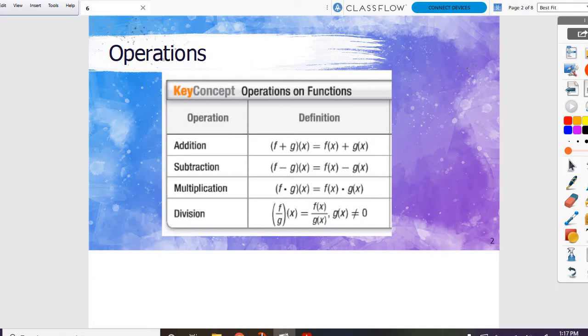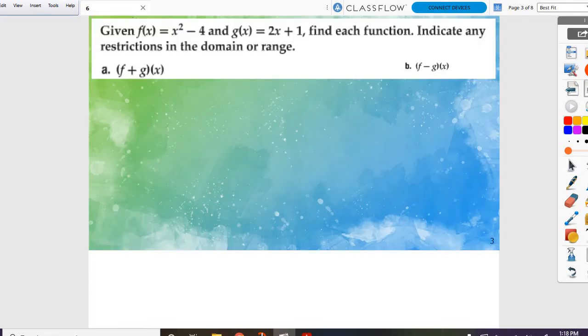And what's nice is that whenever we're adding two functions, if we know what those two functions are, then we can just add them separately. Same thing for subtraction, multiplication, and then the only thing with division is, just like always, our denominator can't equal 0. So whatever function is in our denominator can't equal 0. So let's look at some examples of this.